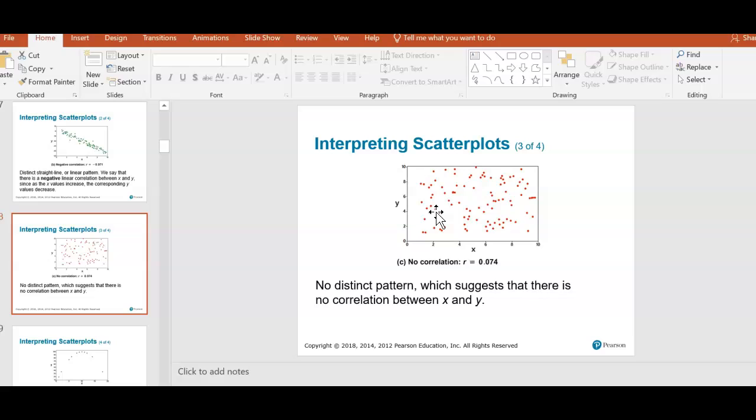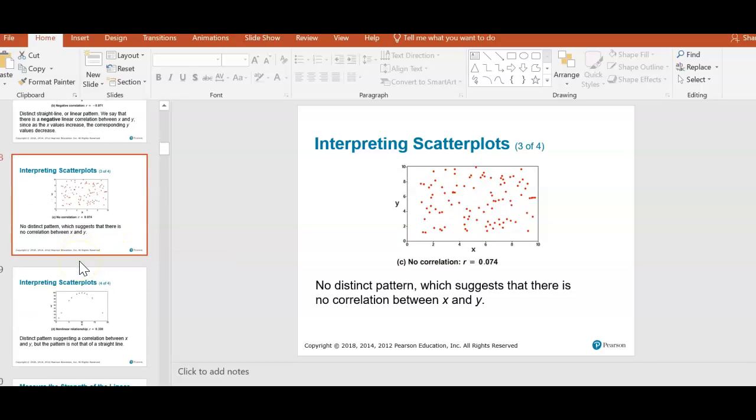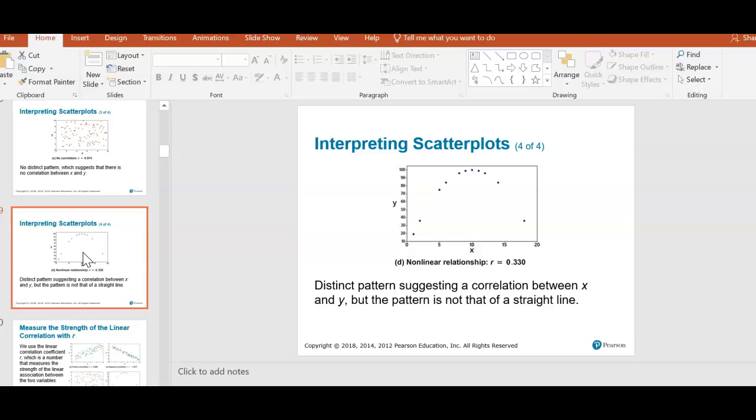This scatter plot has an r value of very close to 0, and you can see it doesn't line up linearly. This looks like you just threw paint on a wall, basically. There's no distinct pattern, and you would believe that there's no correlation here. We'll have tests to decide when there is and isn't later on.